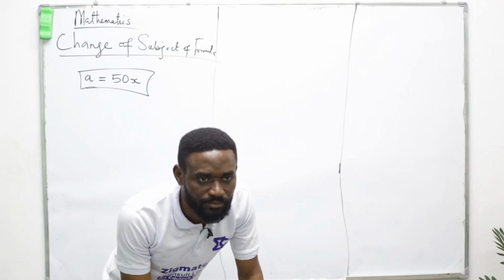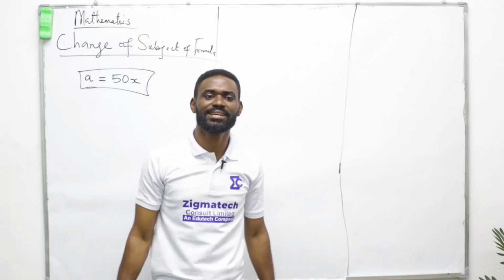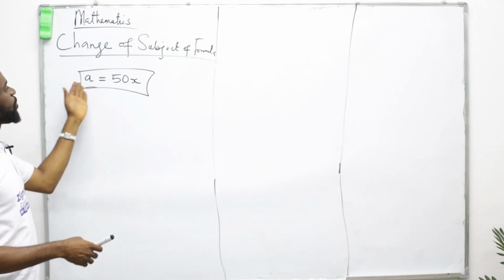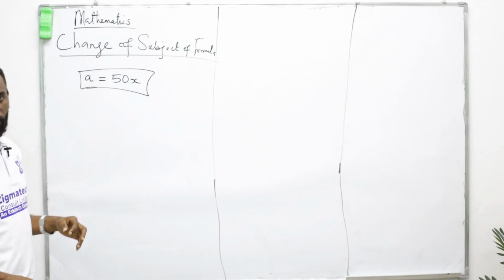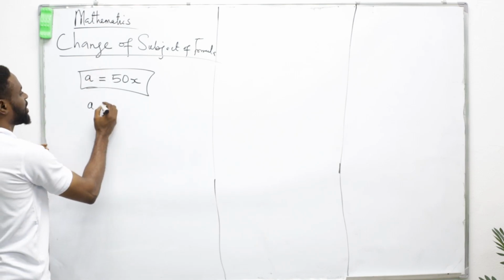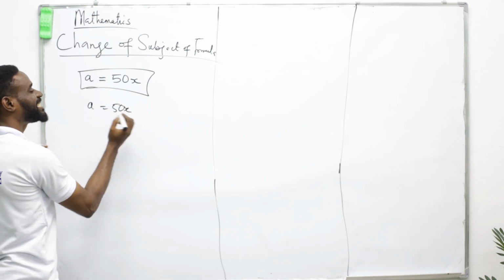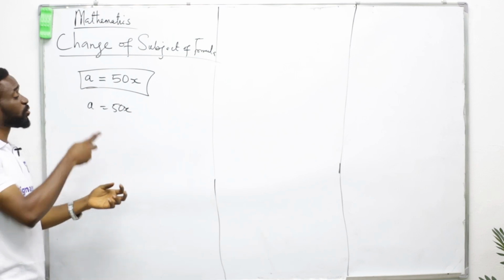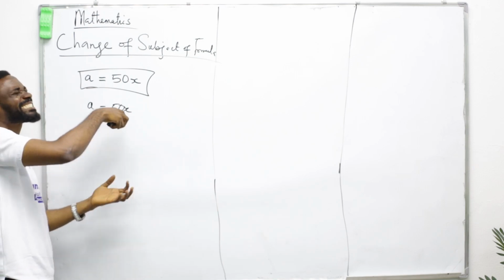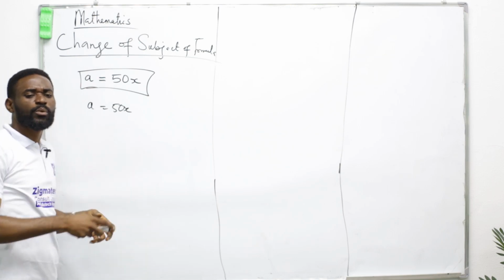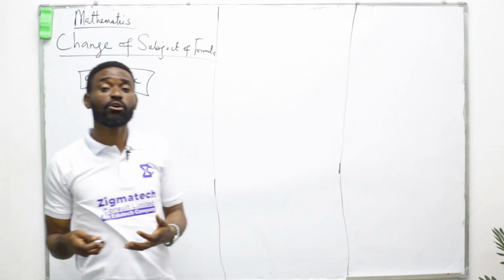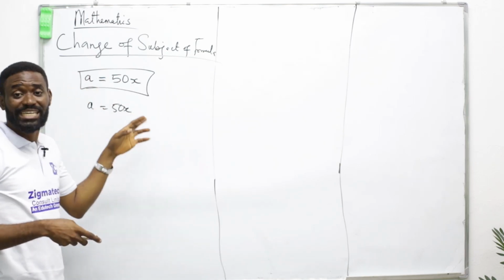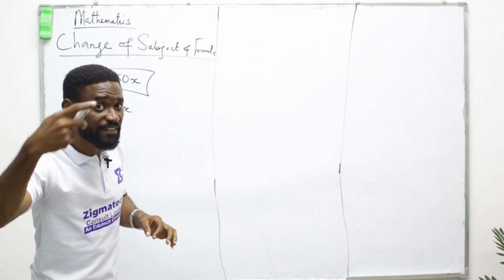So let's look at how we can simplify a formula by substitution. This formula we have here, for example, says A is equal to 50x. It means that x is an unknown. A is also unknown here. We don't know what A is. A is not 50x. There is a real value of A that we don't know. So we can only find the real value of A by substituting the value of x. So we must also know the value of x.